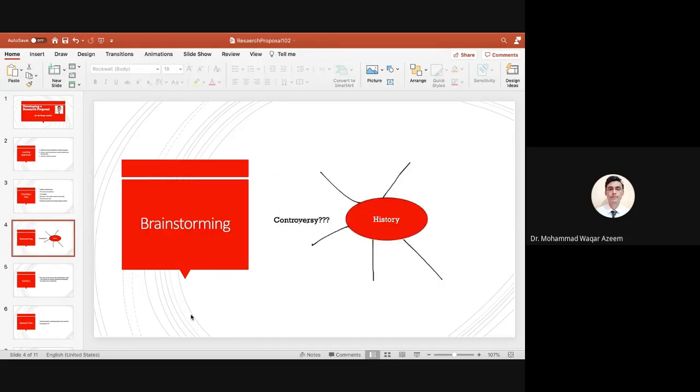Okay. Now, how does the brainstorming work? Because that is what I told you as a strategy to choose your topic. Now, look at this graph. I put history in the middle of the oval. History is the broader field in which I'm interested. You should do the same thing for your own topic. You might like to put psychology over here, or philosophy over here, or social issues over here, politics over here.